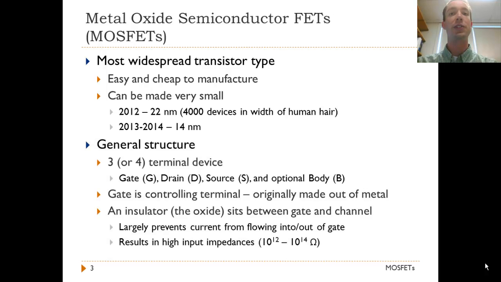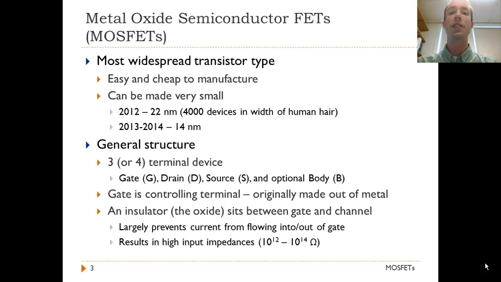MOSFETs, like most transistors, are generally three-terminal devices. The three terminals are the gate, G, drain, D, and source, S. MOSFETs sometimes include a fourth terminal, which can have secondary effects on performance. The optional fourth terminal is known as the body, B. In general, we will assume that the body terminal is connected to the source, and so generally ignore the body connection.